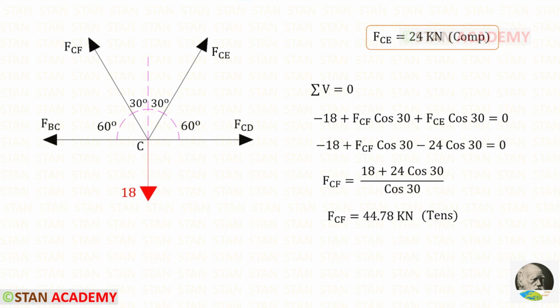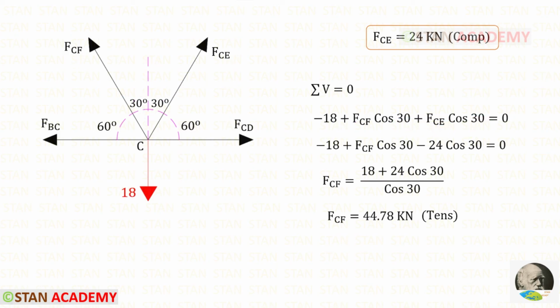We have found all of the forces except FCF. We can apply this rule and find FCF. 18 is acting downwards, so that it will be negative. We have to resolve these two forces in the vertical direction. To make them vertical, we need 30 degree. Since both of them are acting upwards, they will be positive, and we have to multiply with the cos 30.